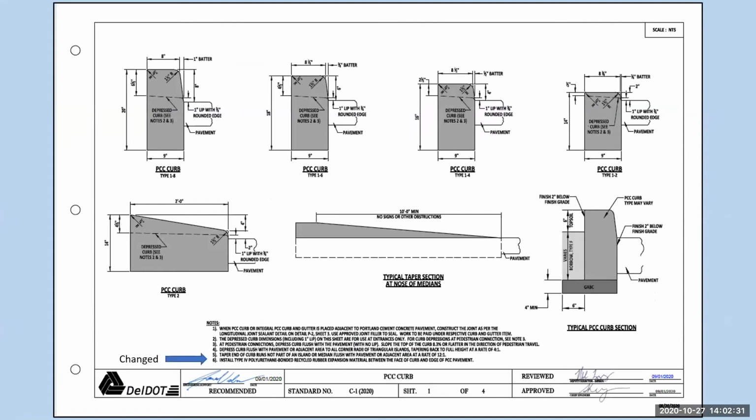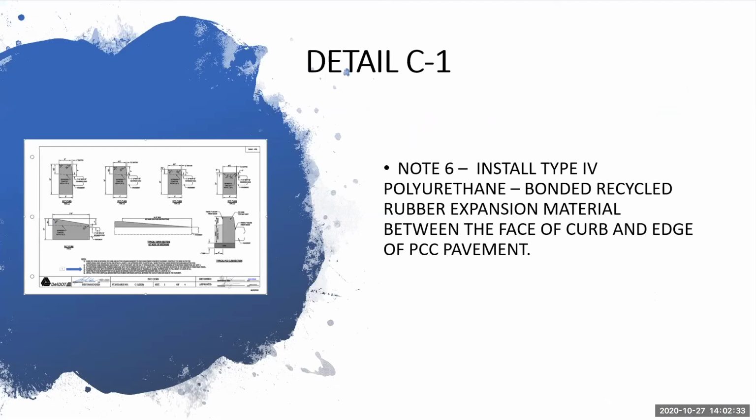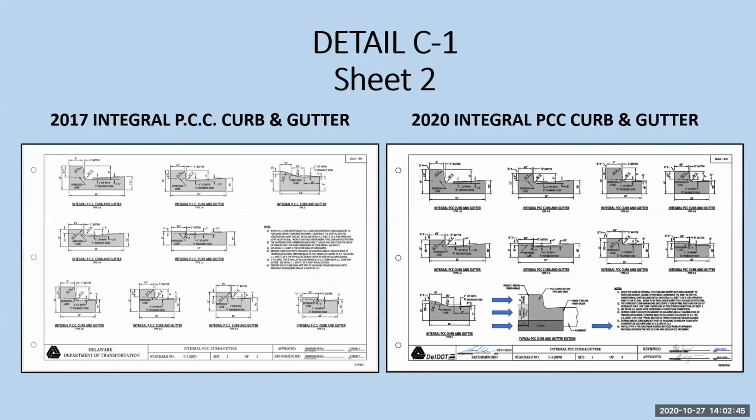One of the other things is note 6 was added, and you'll see this in the other curb details too. It just says to install a type 4 polyurethane bonded recycled rubber expansion material between the face of the curb and the edge of the PCC pavement. Pretty simple.